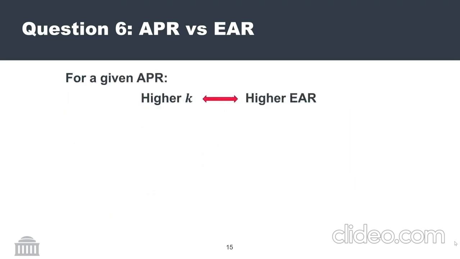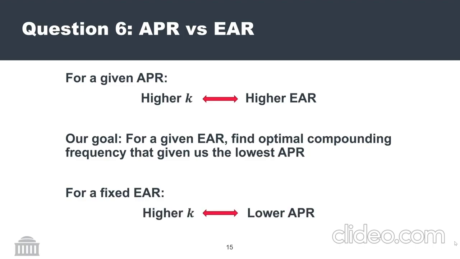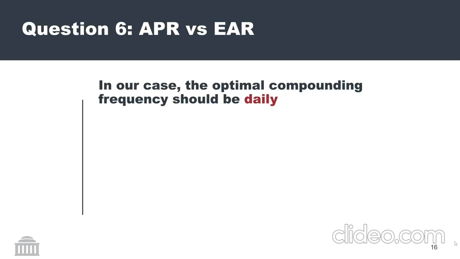As we have seen in the lecture, for a given APR, the higher the frequency of compounding, the higher is the effective annual rate. Our goal in this question is to find the optimal compounding frequency for a given EAR that would result in the lowest APR. Intuitively, for a fixed EAR, we should compound interest as frequently as possible because the higher compounding frequency will lead to lower APR. In our case, the optimal frequency of compounding should be daily.